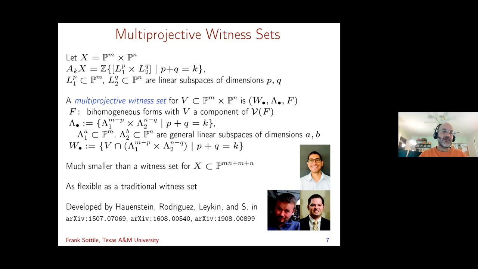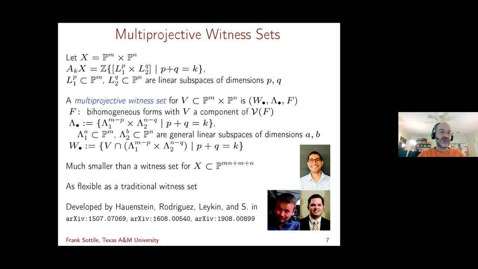A multi-projective witness set for V we've come up with is a triple W, lambda, and F, where W and lambda are lists or sets of objects. So F is, first of all, bihomogeneous forms where V is a component of their common vanishing. It's bihomogeneous because these are the natural functions on a product of projective spaces. And so this sequence lambda, it's a collection of products of linear spaces whose codimensions are k, or rather the sum of the codimensions is k. So this is a dual basis to the L's that I wrote down previously. And you want them general so that they're in general position with respect to the other linear spaces. And then W is simply the intersection of V with these general codimension k products of linear spaces. And that'll be transverse by just general information.